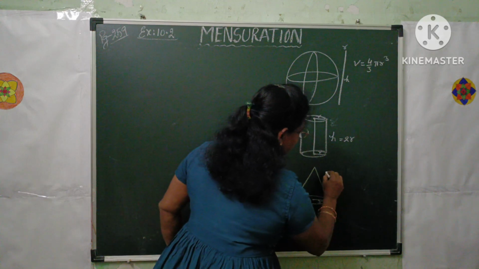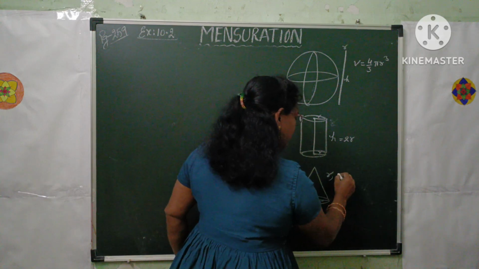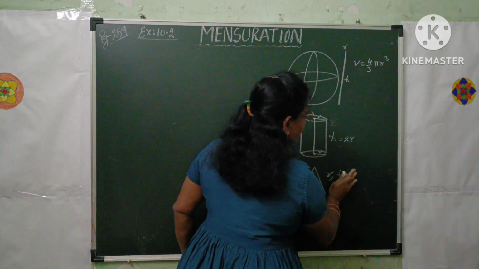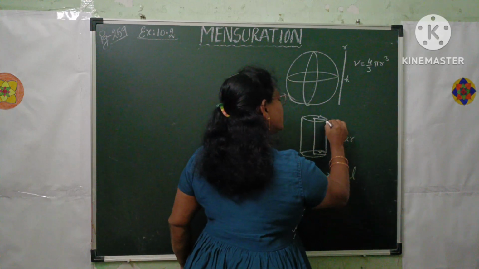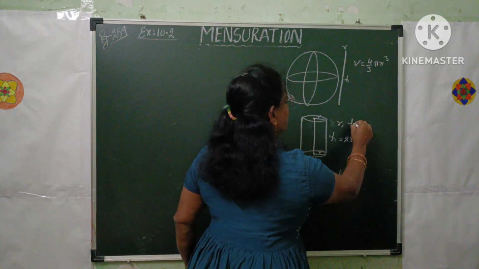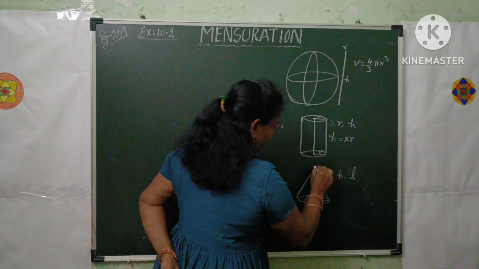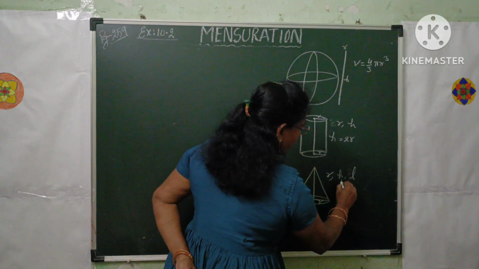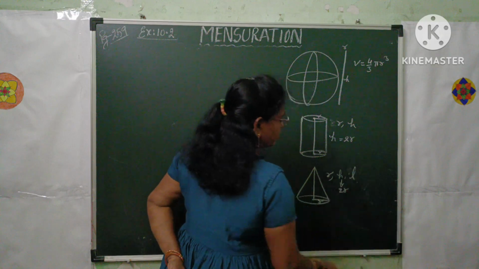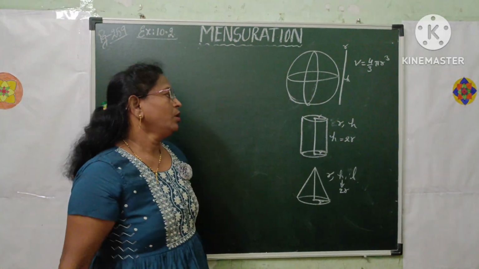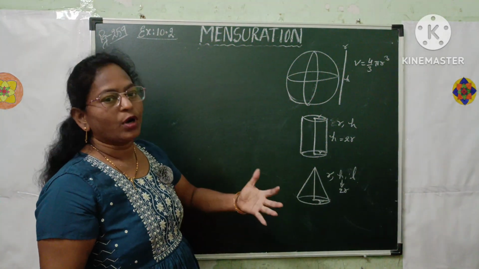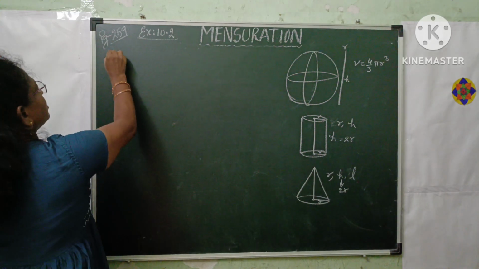Here the cone has a radius, height, and slant height. Here the cylinder also has a radius and a height. So here height equals 2 radius. Now we have to find the ratio of their volumes.